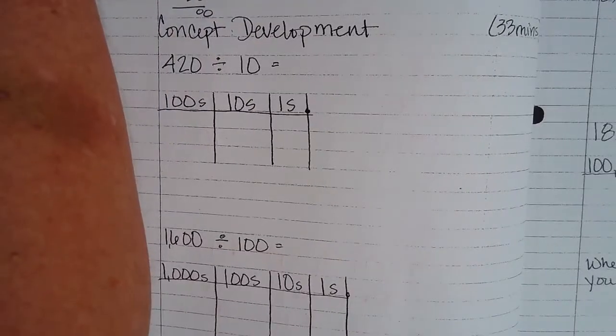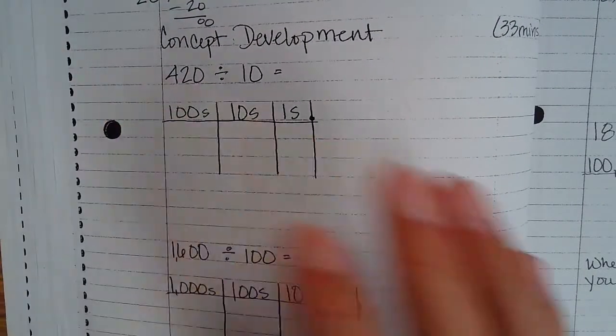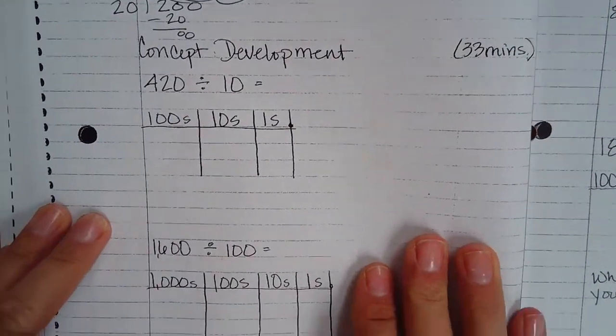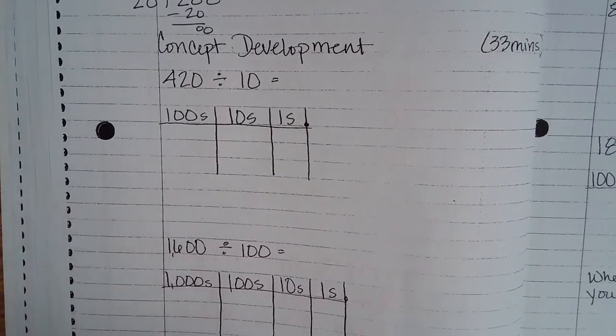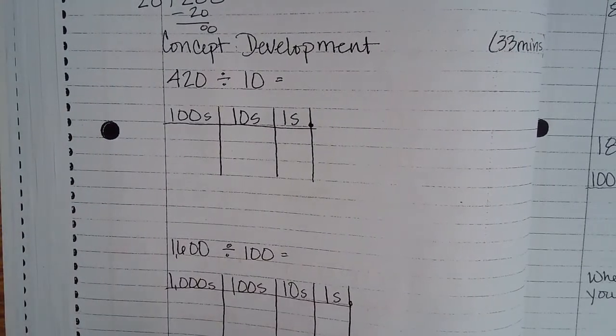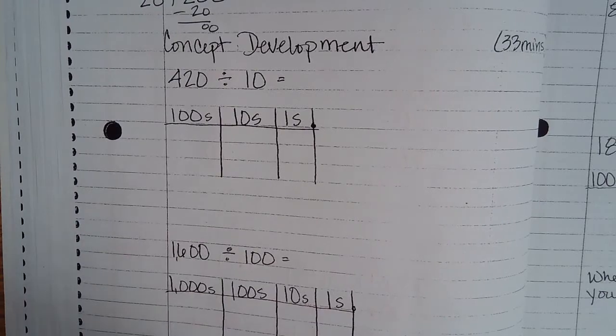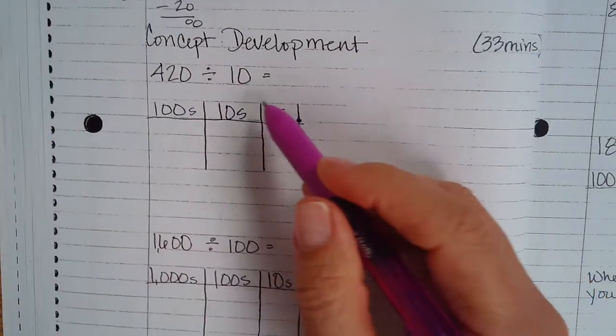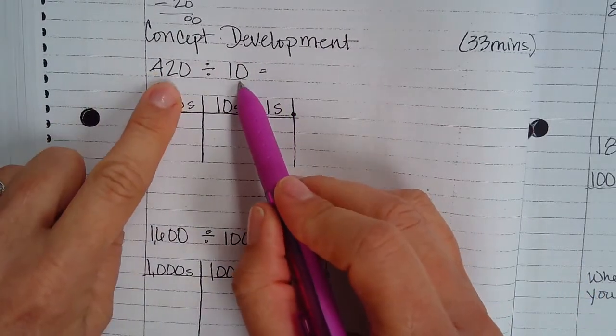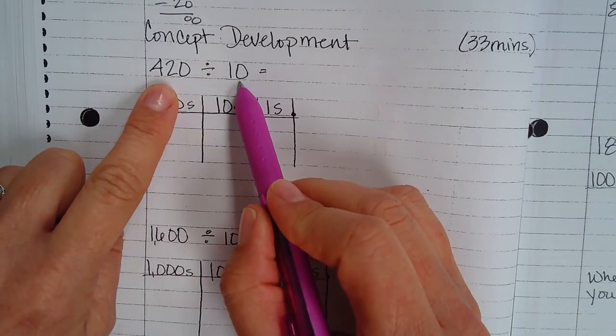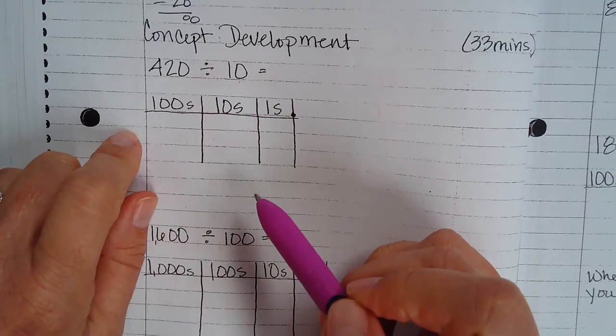This is Module 2, Lesson 16, Concept Development. So our objective today is to use divide by 10 patterns for multi-digit whole number division. So we're using only whole numbers. We have no decimals or fractions, and we're just simply going to divide.